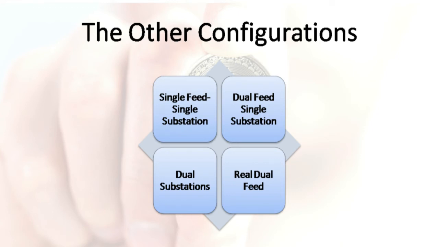And the last configuration is called the real dual feed. With this one, there's no throw-over switch, and the two feeders each come from a different substation. They are directly fed to the facility, and inside, each should be redundantly supplying power to your assets or rigs. This last one is going to be very reliable, but it's also going to be very costly as well.